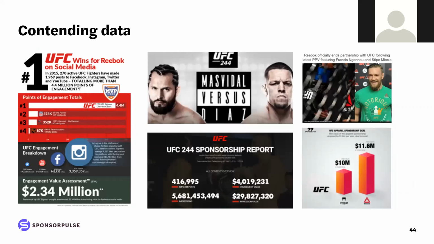And based on public information from what we can find, they were seeing dollar values from a media investment perspective of 2.34 million just for social on one event, and $29 million on one event overall for UFC 244 for Reebok specifically. So you're Reebok and you're like, all right, I'm investing 11.6 million, and you're telling me my return in a year is like 100 million. That's fantastic news. But for some reason, Reebok decided to leave the UFC, and Venom came in.